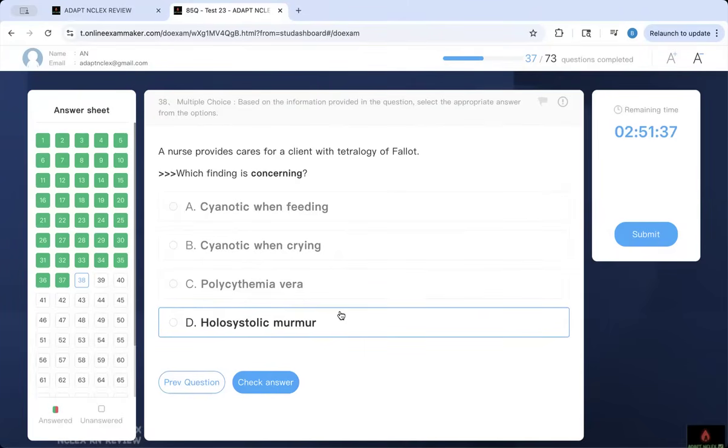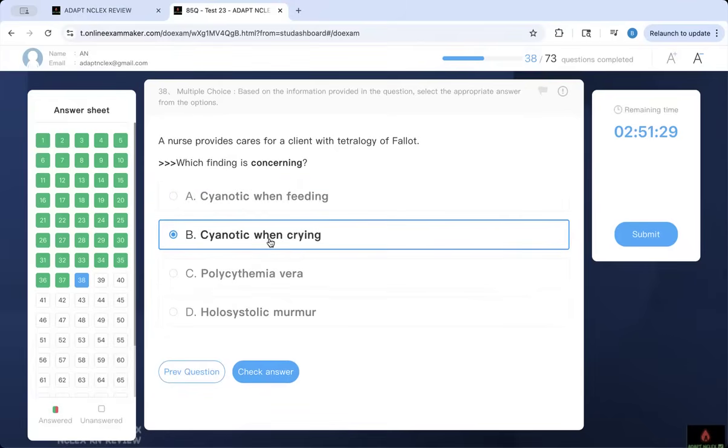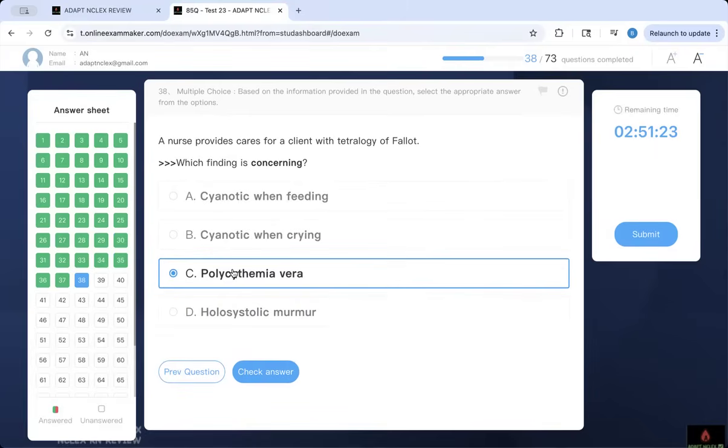But I can tell you, tetralogy of Fallot is what? It's a right to left shunt. Therefore, when you feed them, they're going to have cyanosis. When they cry, they're going to have cyanosis. They're going to have holosystolic murmur. Polycythemia vera, it means what? Severe hypoxia. The hemoglobin is high. They're going to have clot. They are in trouble. When you see polycythemia, that means blood is so thick, it's hypoxic, it's slow. We got to do surgery right away. This is your priority. All this thing, cyanosis, feeding and crying, expected.